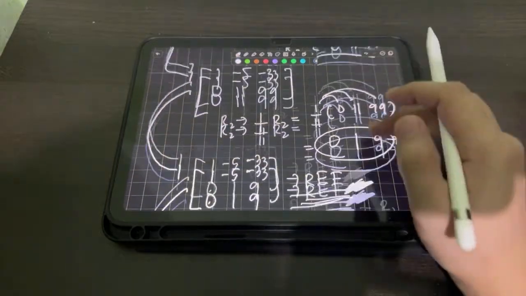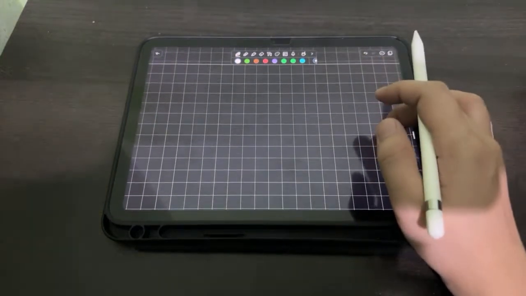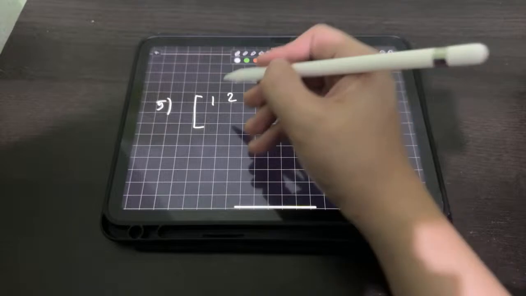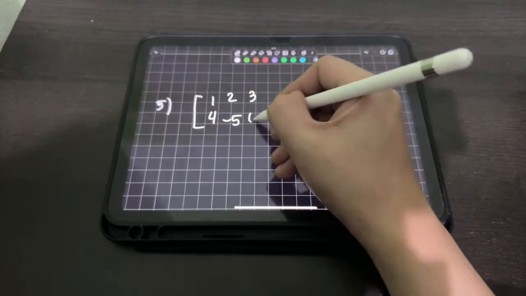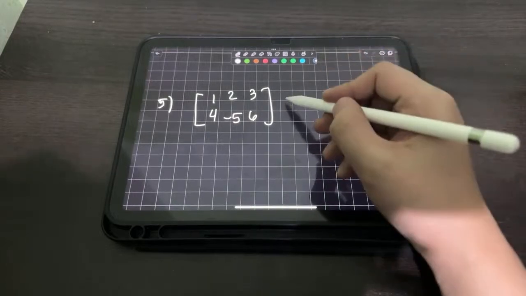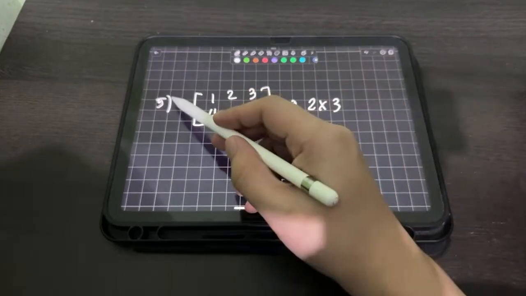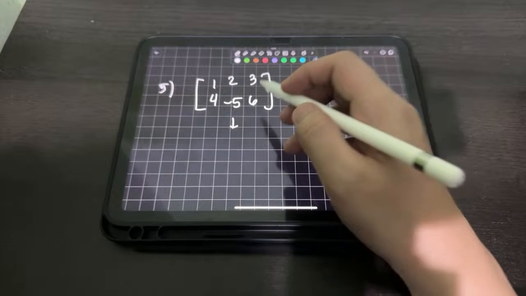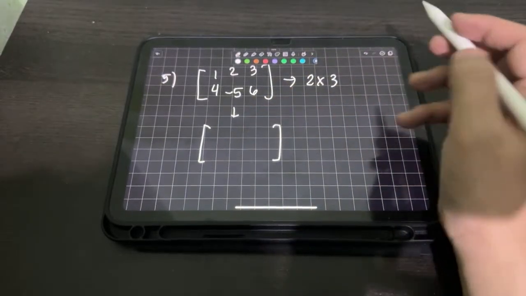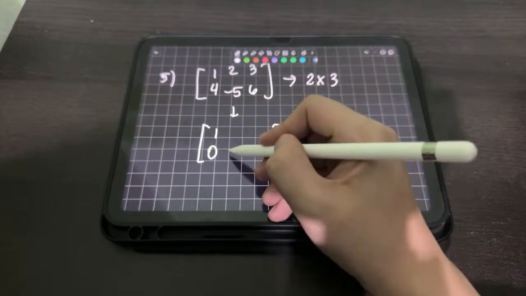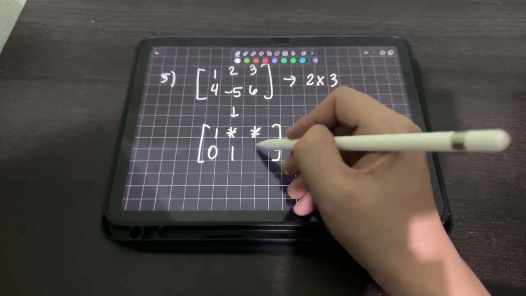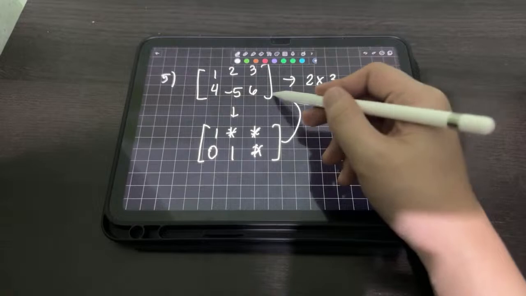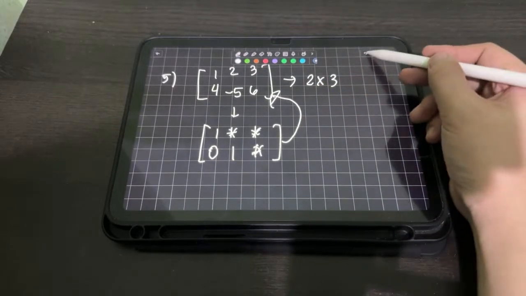Okay, next. Problem number 5. What if the matrix is 1, 2, 3, 4, -5, 6? Again, the size is 2 by 3: 2 rows and 3 columns. So what will be its REF form? Same as the previous two problems, it should be 1, 0, 1, then asterisk, asterisk, asterisk. Again, these asterisks are any constant number depending on the elementary operations that we will perform.